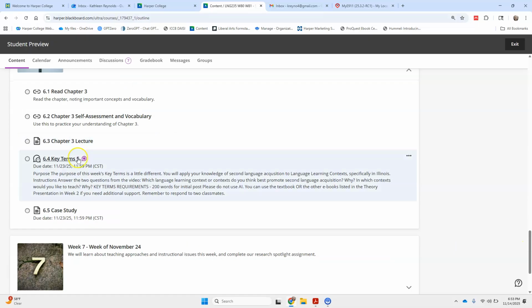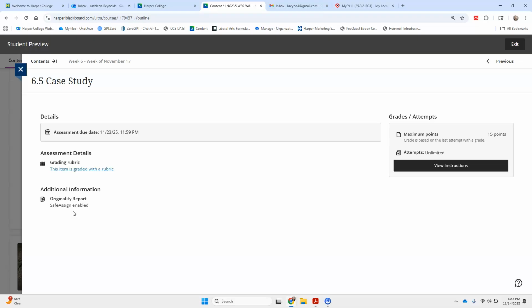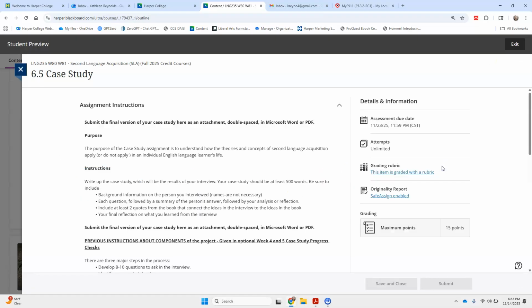So now moving to the case study project itself, which is due on the 23rd at the end of week 6. You could see that the final version of the case study should be an attachment double-spaced in Microsoft Word or PDF. Please make sure to follow that part. And you're going to write it up.